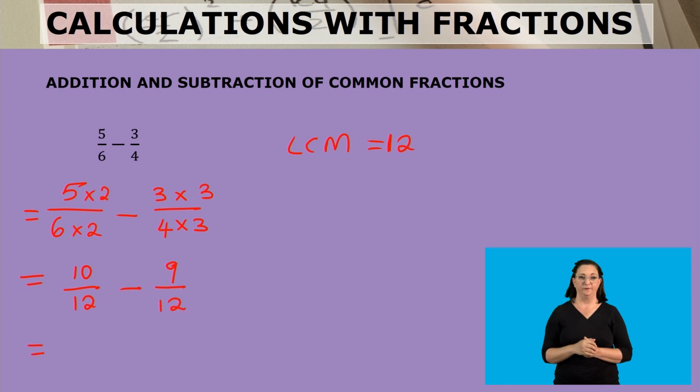Twelfth. What is that? That is 10 twelfths minus 9 twelfths. That will give us a total of 1 twelfth. So that was when we have different denominators.